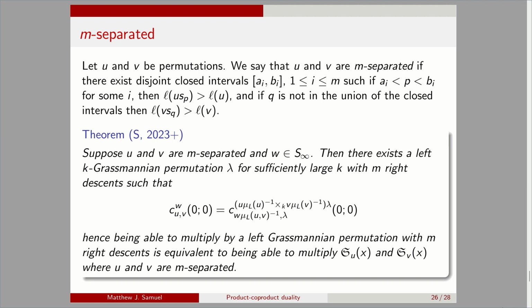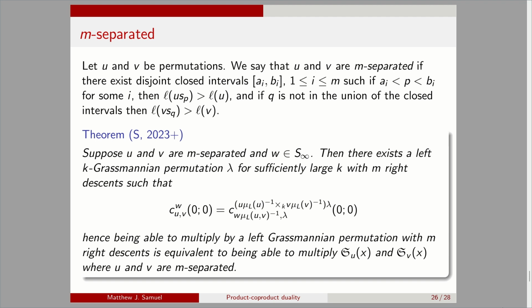So we define a condition for two permutations called m-separated for some m. We let u and v be permutations. We say that u and v are m-separated if there exist disjoint closed intervals [a_i, b_i], as i ranges from 1 to m, such that if p is strictly between a_i and b_i, then the length of u s_p is greater than the length of u, and if q is not in the union of the closed intervals, then the length of v s_q is greater than the length of v.